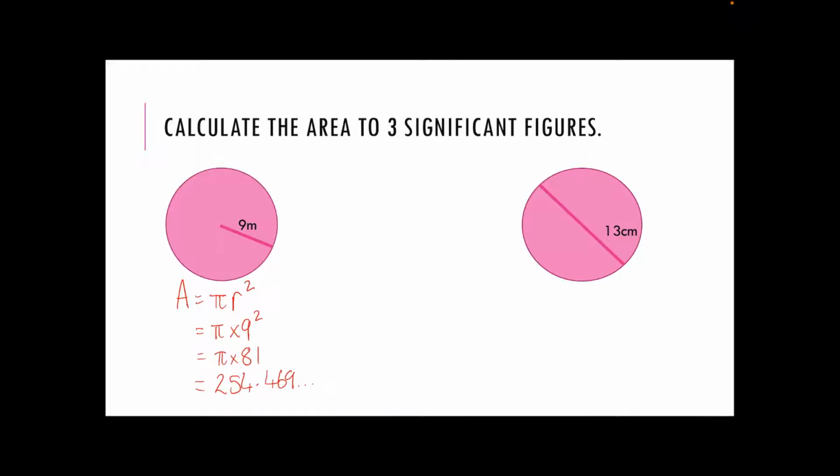254.469. If it's 3 significant figures, I am looking for my 3 highest place values. So in this case, it's 2, 5 and 4. The next digit then, the 4, tells us to stay the same. 2, 5, 4. And for my significant figures, I don't want to put a decimal point after this. I don't want to fill anything else in because that is my 3 significant figures there. I'm looking for my units, so that's metres, and area means that it's got to be metres squared.